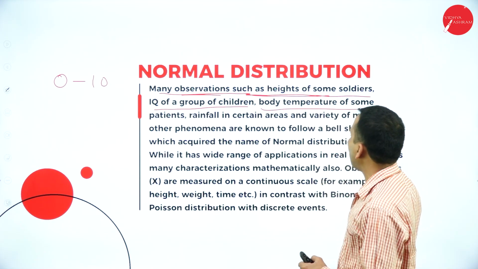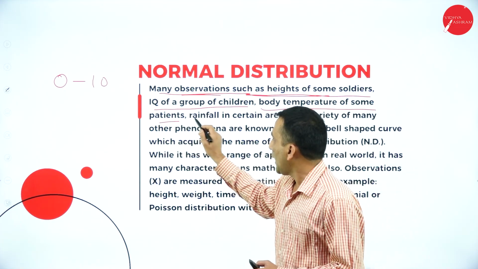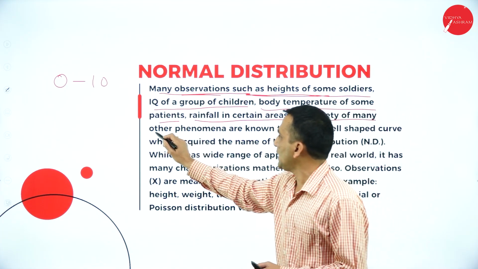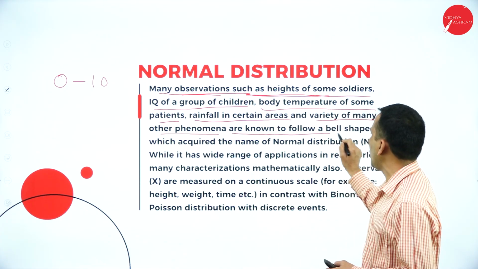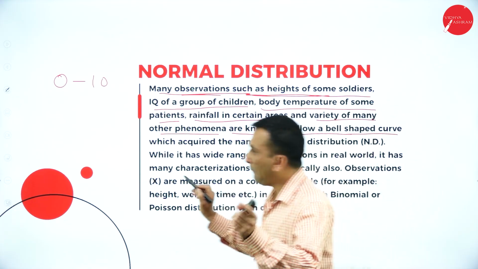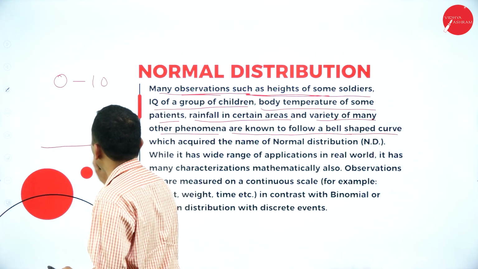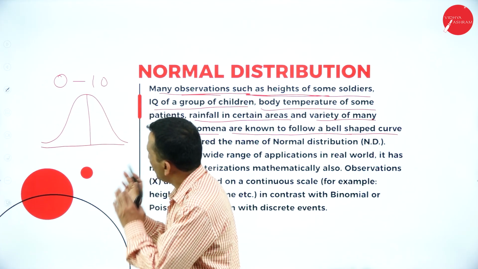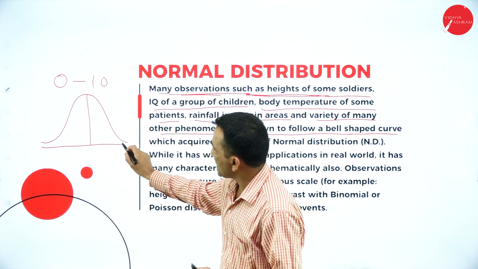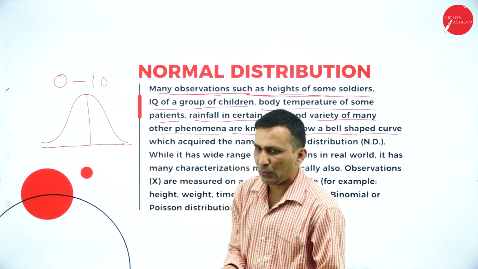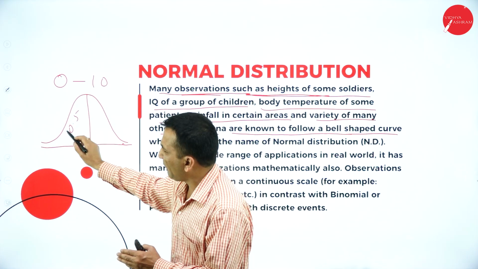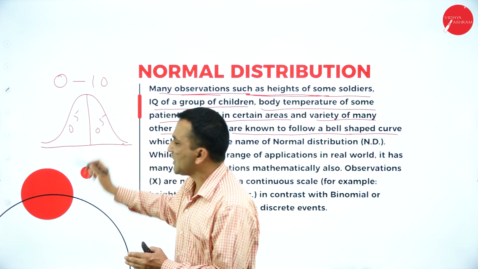The body temperature of patients, rainfall in a certain area, and a variety of many other phenomena are known to follow the bell-shaped curve. The bell-shaped curve means the normal distribution. When it is equally distributed, we can understand it from the graph, which looks like a bell-shaped curve. Here the left tail and right tail will always be 0.5.